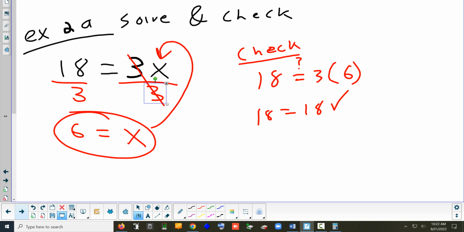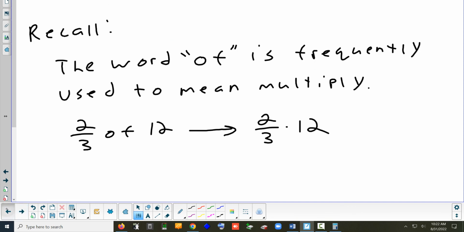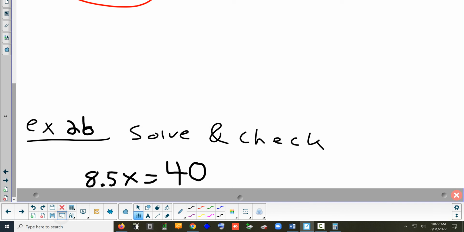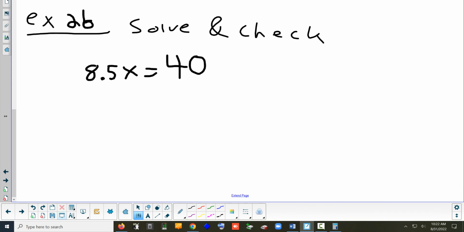Any question on that? Oh, so that was 2A. Let's look at 2B. Right there. Now, this one you might not be able to do without a calculator. So do as much as you can up to the step where you would need a calculator, and then we can do that step together. It says 8.5x equals 40.